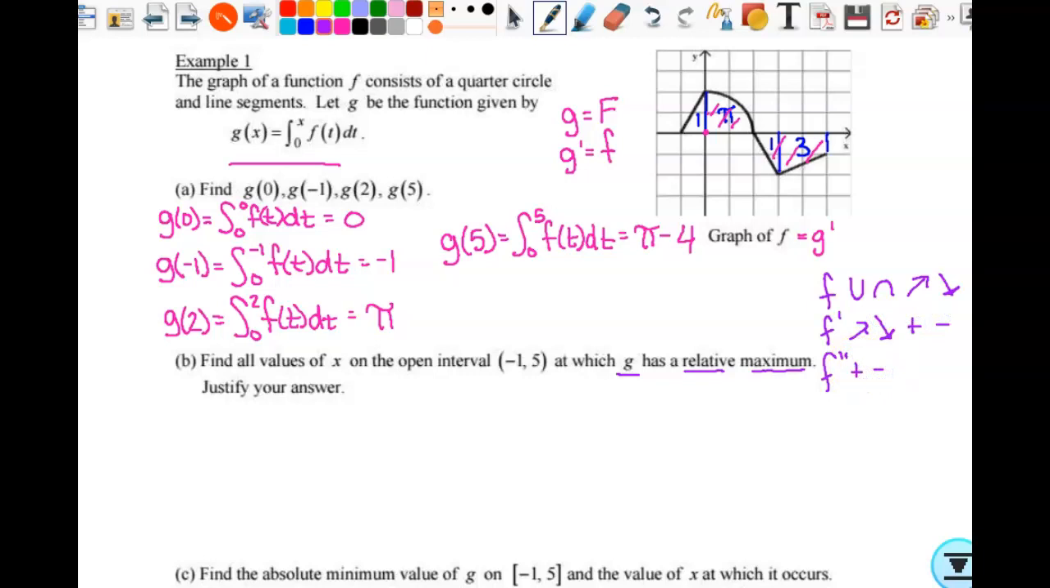So f is going to have a relative maximum when it changes from increasing to decreasing, right? So if f is changing from increasing to decreasing, that means f prime is changing from positive to negative, right? So where does this change from positive to negative? At 2. Okay, so it says for all values of x, it's not asking me for what it is. So I can say it's at x equals 2.